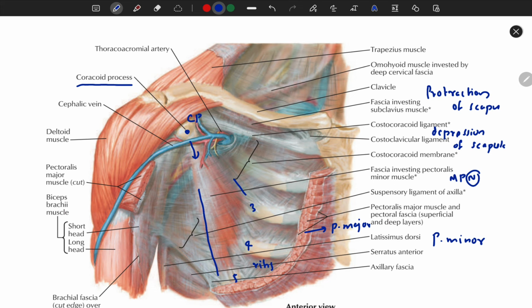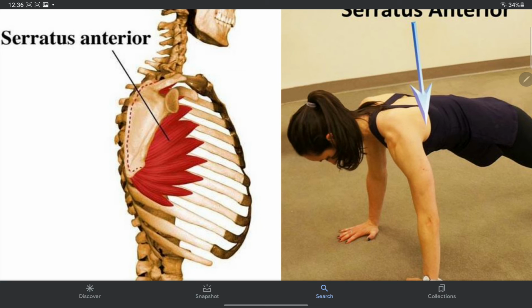In some cases, the upper fibers of the pectoralis minor muscle come from the first rib and attach to the coracoid process. In that case, this small muscle is called as pectoralis minimus muscle. So the next muscle to discuss is about the serratus anterior muscle, that is this muscle.